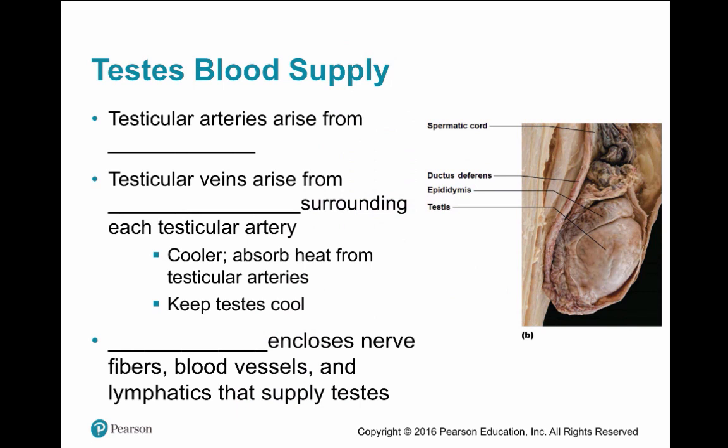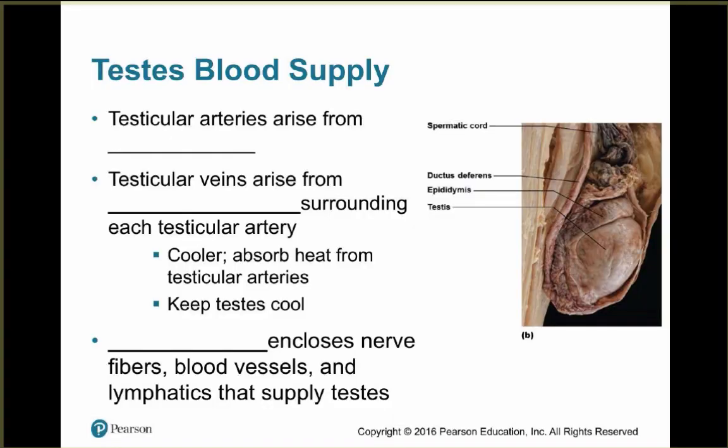Now, when we're talking about blood supply, nutrients, and oxygen, and how everything is maintained in the testes, the testicular arteries basically arise from the abdominal aorta. And you'll remember this, that main area that comes out in the back. Now, the testicular veins actually rise from the pampiniform venous plexus.